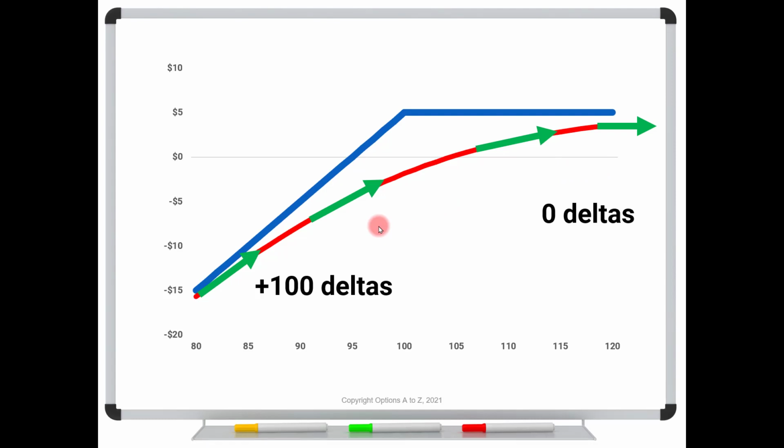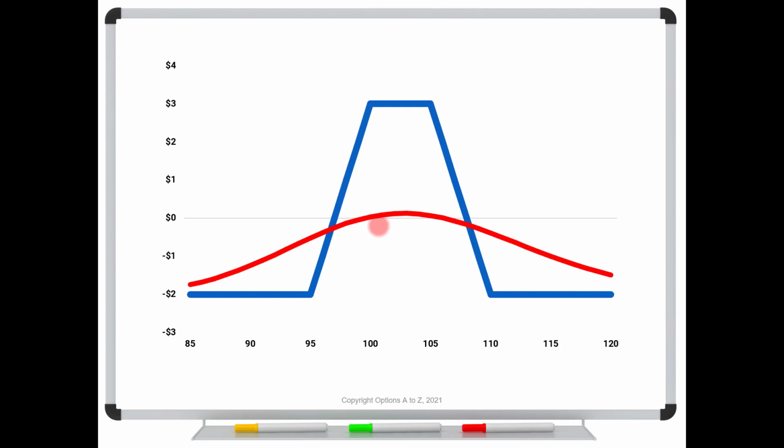All right, so here's one for you to try. Here is a condor, another type of strategy. Blue line is at expiration. The red line is our risk graph today. So what do you notice about the red line near the center right here? Well, it's pretty flat in that small segment right there. So we have pretty close to 0 deltas in the center.